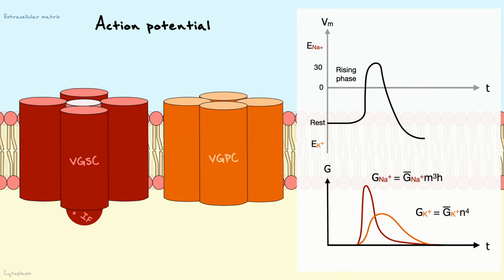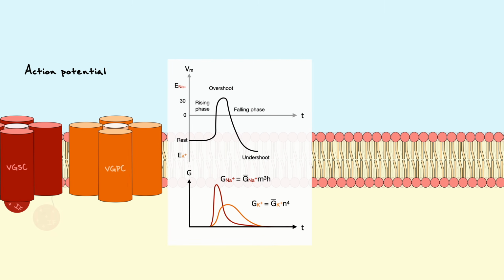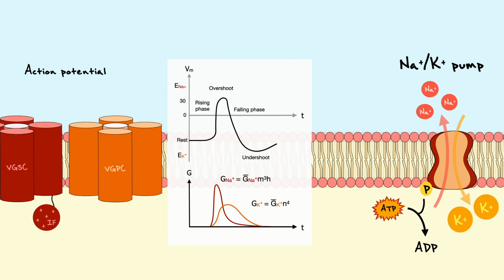For terminology's sake, the repolarization is known as the falling phase, and the peak of the action potential is known as the overshoot. You will notice that the hyperpolarization by potassium pushes the potential below the resting membrane potential. This peak is referred to as the undershoot. The negative potential in the undershoot is then corrected by the sodium-potassium pump that reestablishes the gradient that sets the resting membrane potential.